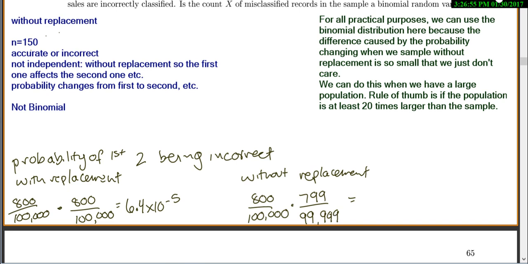Let's see what that would actually be. It's going to be 6.392 times 10 to the negative 5. So it's going to be almost exactly the same. The difference in the probabilities is so small that we really just don't care practically. So you'll find if we want to take a sample without replacement, and as long as our population is really big, we can still use the binomial distribution.